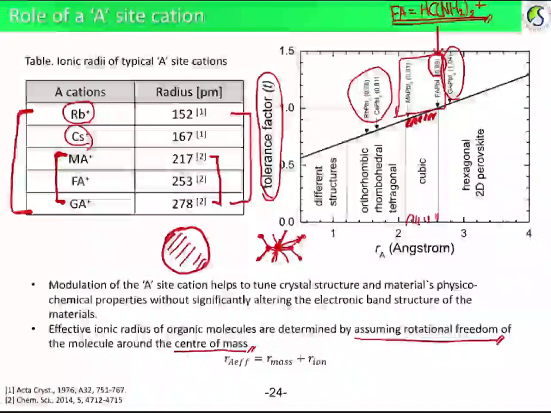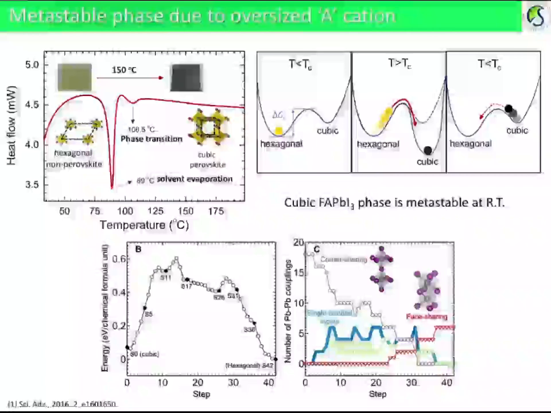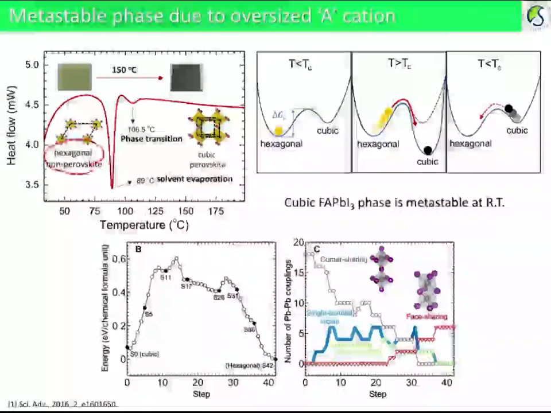But we should note that we only consider the size of the A cation for calculating the geometric tolerance factor. But in fact, the rotational freedom and the symmetry of the cation and also the chemical bonding between the cation and the surrounding PbI6 octahedra should affect the real tolerance factor. So experimentally, this formamidinium lead triiodide cannot form the ideal cubic perovskite structure at room temperature.